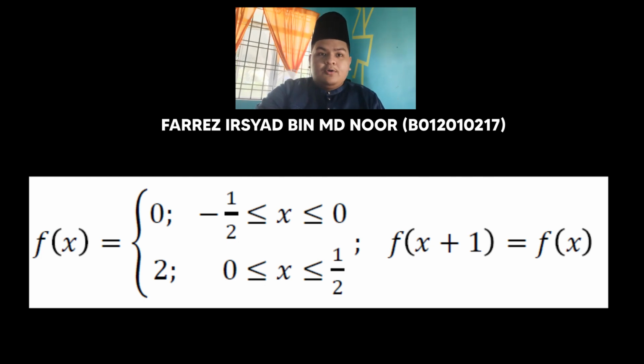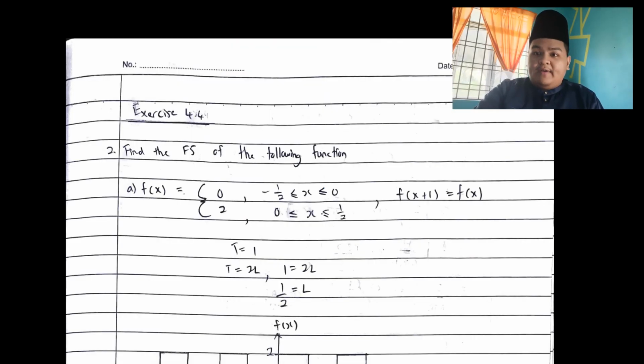My group today will explain the solution for exercise 4.4 for the series question number 2A. The question given is a piecewise function: f(x) equals 0 from -1/2 until 0, and equals 2 from 0 until 1/2, and f(x+1) is equal to f(x). The first step is we need to find the value of L. From the equation given, T is equal to 2L, and T is equal to 1. So 2L is equal to 1, and the value of L is 1/2.